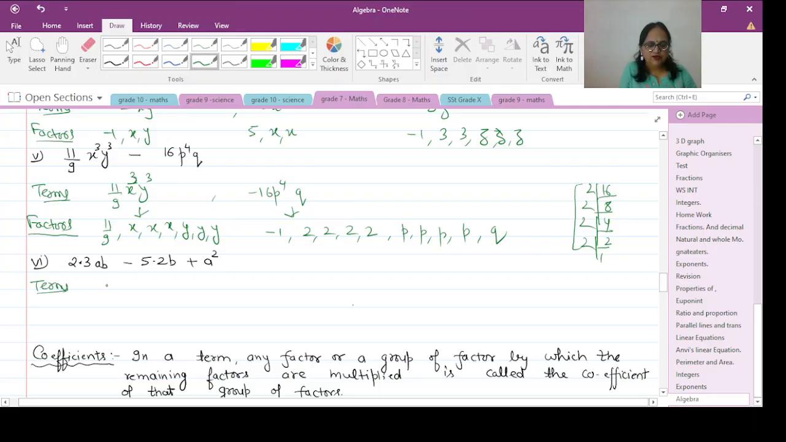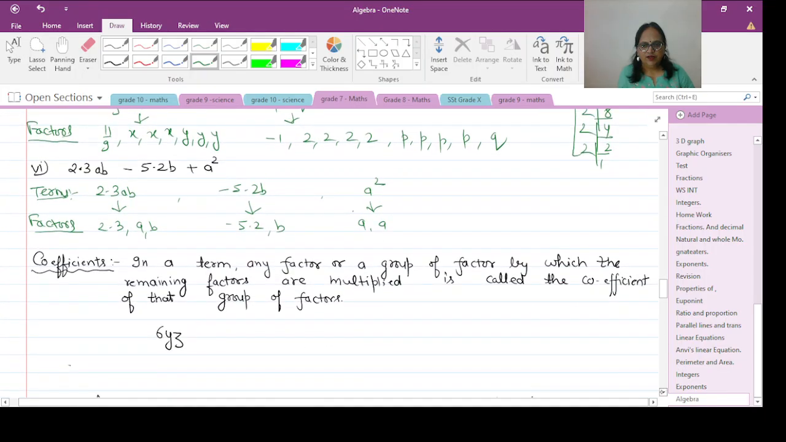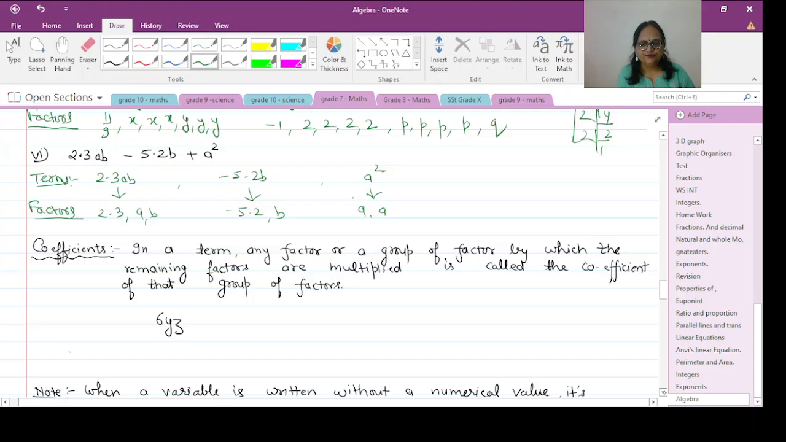Last question. Terms are 2.3 ab, minus 5.2 b and a square, and factors are 2.3 comma a comma b, minus 5.2 comma b, and for this one it is a comma a. I hope it is quite clear to you.